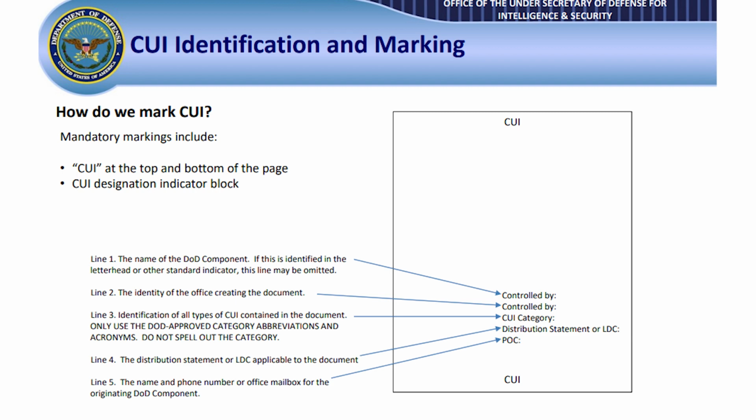The second line must identify the office making the determination. The third line must identify all types of CUI contained in the document. The fourth line must contain the distribution statement or the dissemination controls applicable to the document. The fifth line must contain the phone number or office mailbox for the originating DoD component or authorized CUI holder.